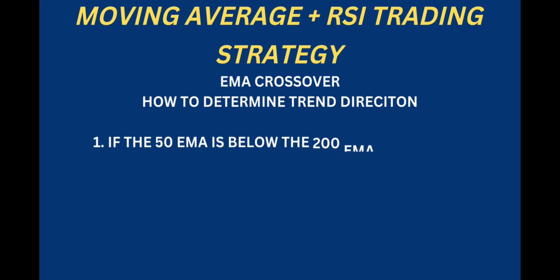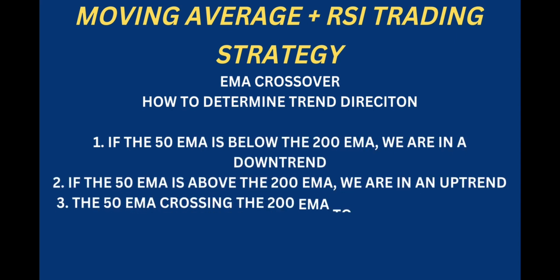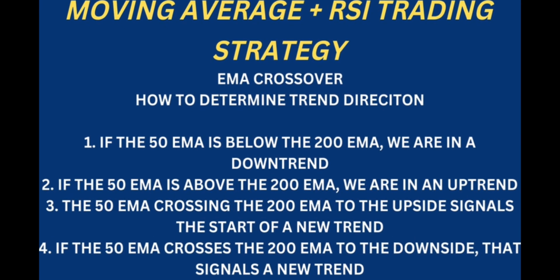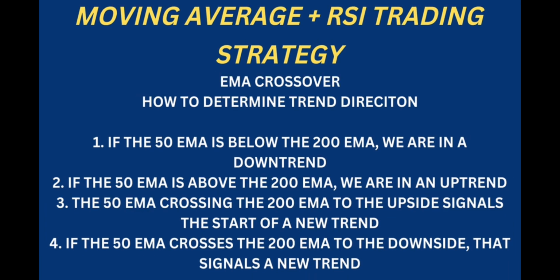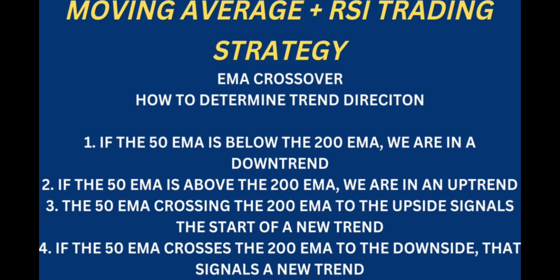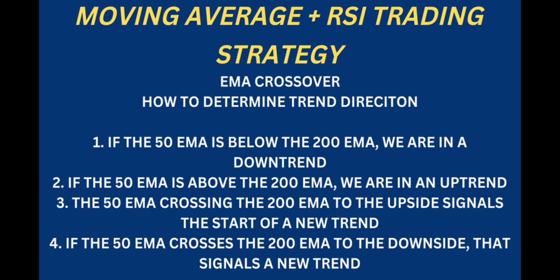The EMA Crossover. This is how to determine trend direction. 1. If the 50 EMA is below the 200 EMA, we are in a downtrend. 2. If the 50 EMA is above the 200 EMA, we are in an uptrend. 3. The 50 EMA crossing the 200 EMA to the upside signals the start of a new trend. 4. If the 50 EMA crosses the 200 EMA to the downside, that signals a new trend.